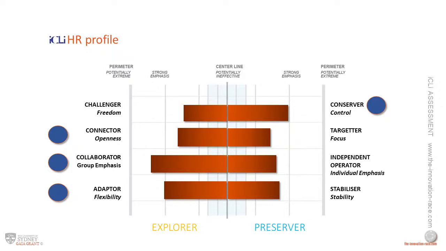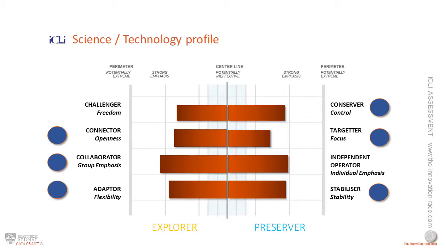HR, there was a slight shift. So the strong focus on connection, collaboration, but they like their rules and guidelines. So there's the conserver control bias. And I can hear a lot of you thinking, that explains a lot of things. Science and technology people were the most ambidextrous. So they had dots on both sides of the circle equally.